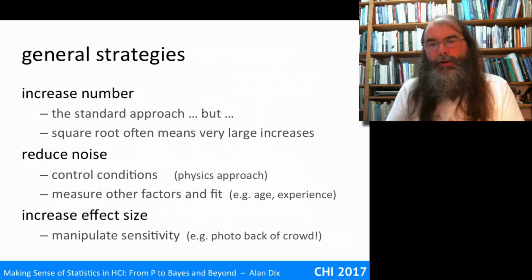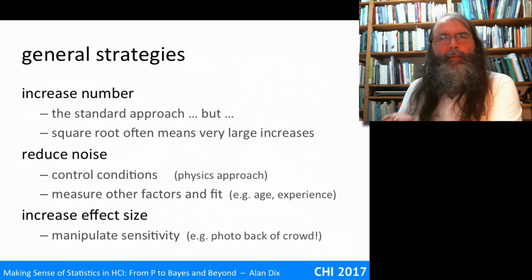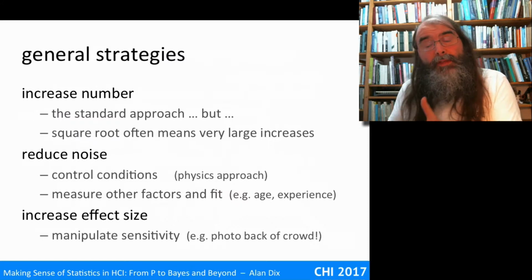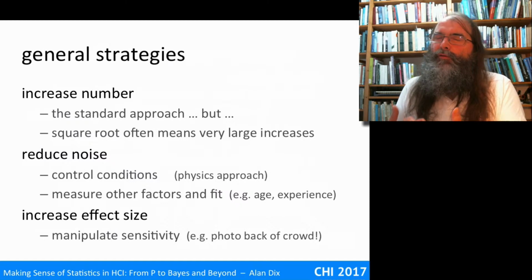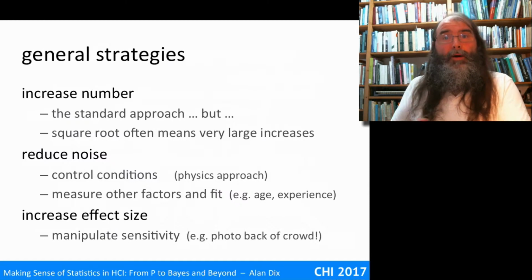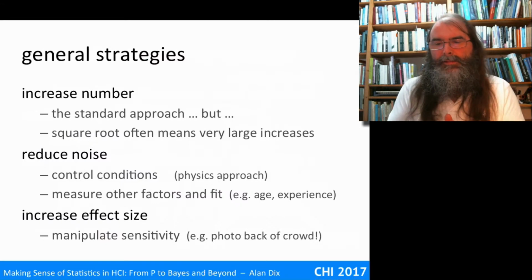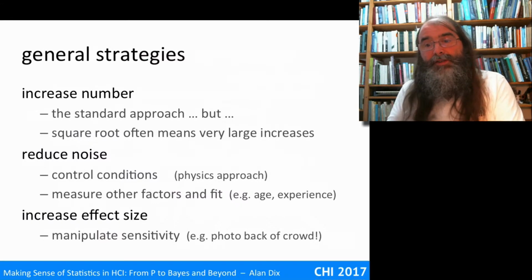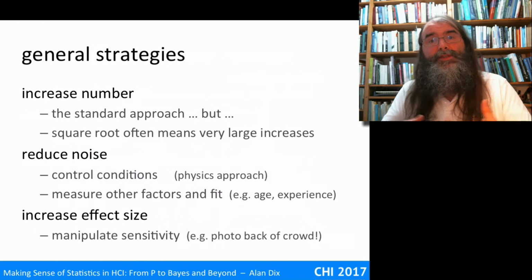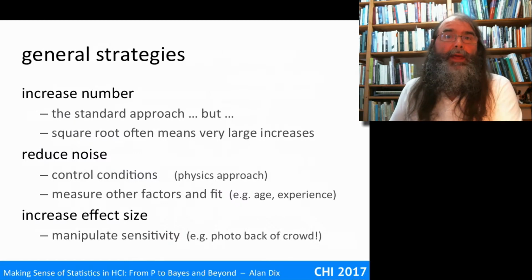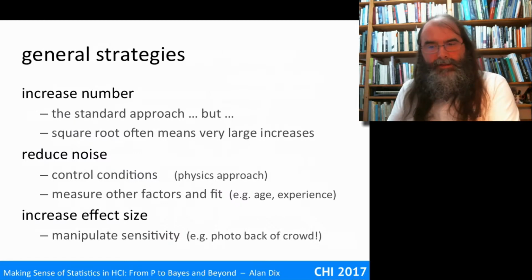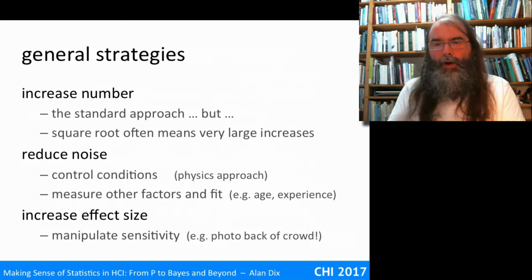That's the standard approach. But you notice that square root there. You often need really large numbers in order to start making a difference. So although it's a standard approach, and sometimes it's the only thing you can do, in general, it's a fairly poor way of gaining more power, just because you have to have those numbers so huge sometimes. There are other advantages of increasing the number. Very often that increases the range and kind of people that you're looking at, and that can be good for other reasons. But it's only one approach.